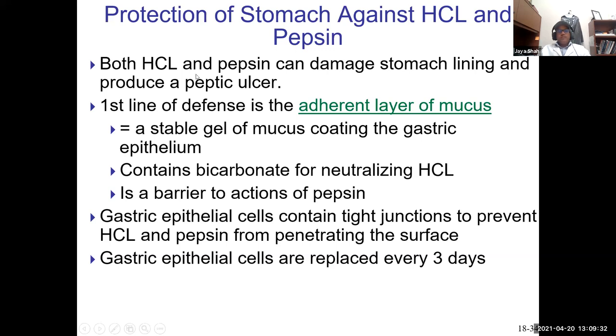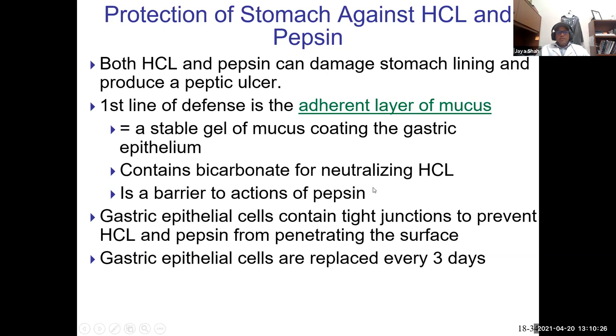So both HCl and pepsin, pepsin is also very acidic, can damage the stomach lining and can cause ulcer of the stomach and the initial part of the duodenum, because stomach content also passes to the duodenum. So there are several defenses. The first line of defense is the adherent layer of mucus. You know there are mucus cells or goblet cells producing mucus, and that mucus contains a lot of bicarbonate. So when they make mucin protein, they also add some bicarbonate and make it alkaline. That is a stable gel of mucus which coats the gastric epithelium. That's why acid does not enter through that adherent layer of mucus and hit the cell.